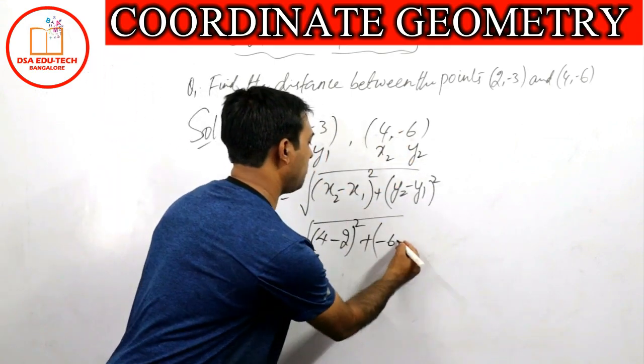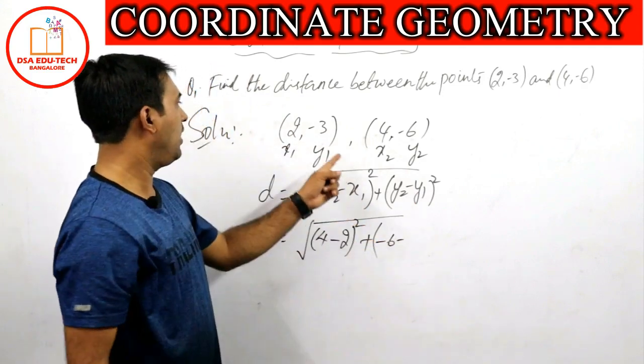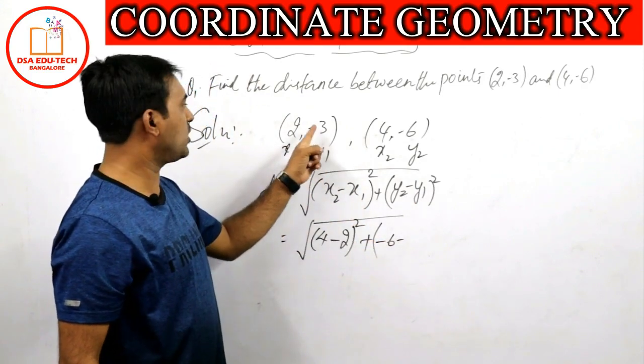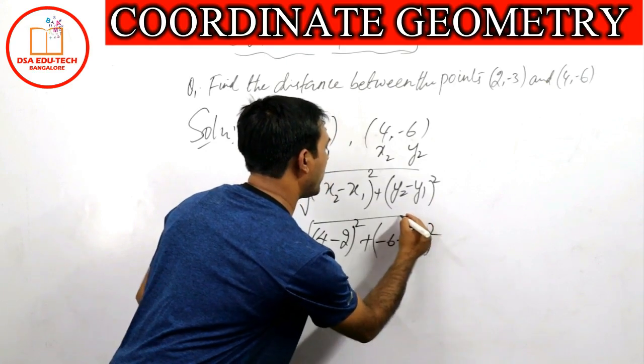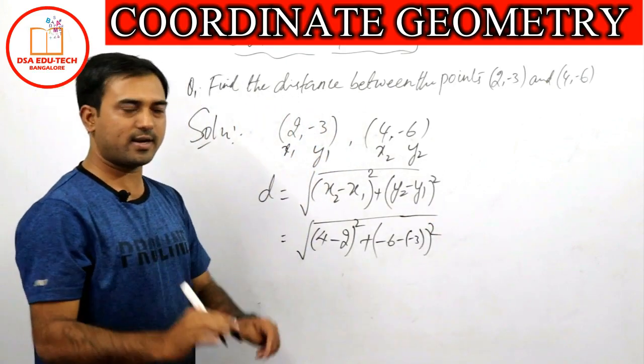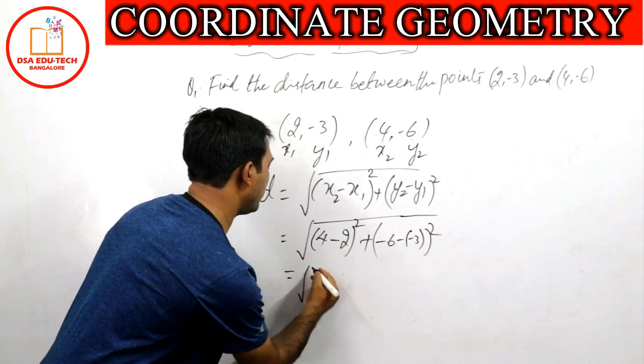Minus 6, minus as it is in the formula. Y1 is how much? Minus 3. So minus 3 I wrote whole square. Clear? We'll proceed further.